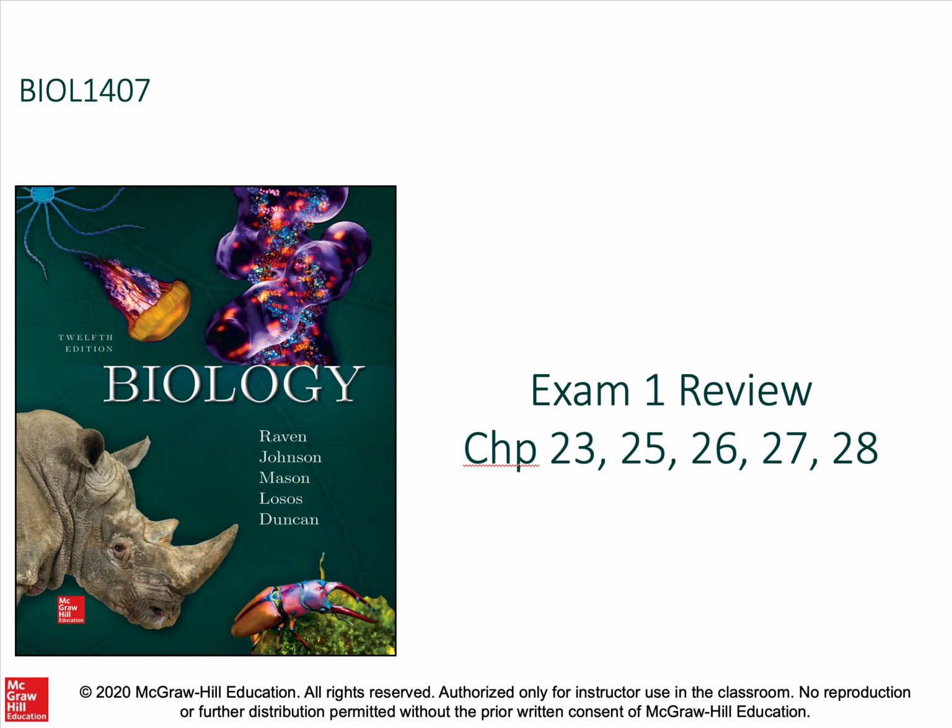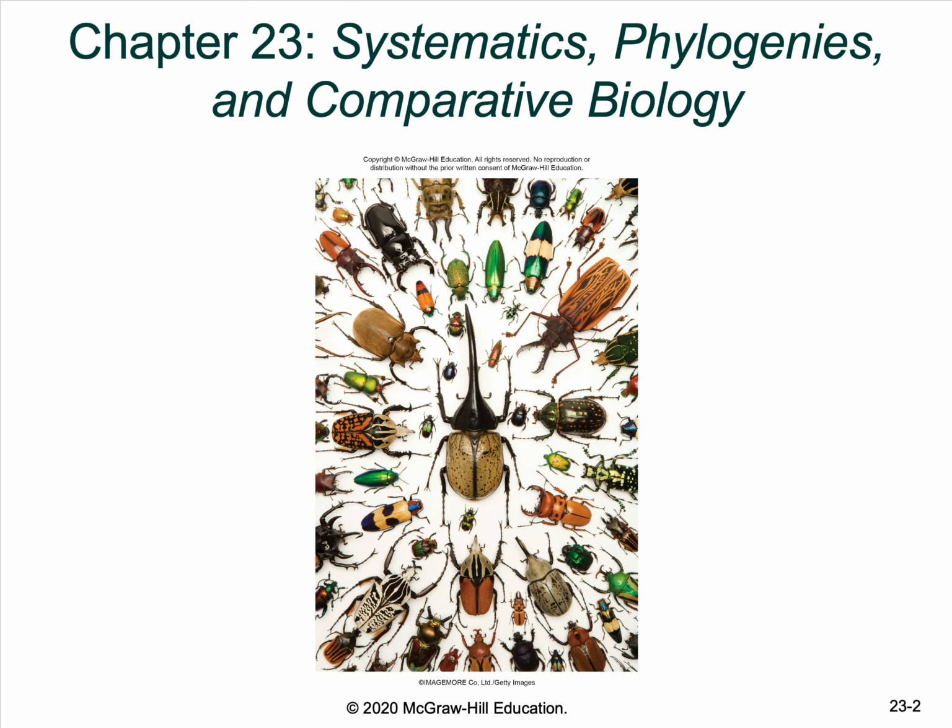Class, this is a review for chapters 23, 25, 26, 27, and 28. This will be for exam 1, and again, this is review, so it's just highlighting some of the main points that you really should take away from the course and what I would really like for you to study for the exam. So chapter 23 is Systematics, Phylogenies, and Comparative Biology.